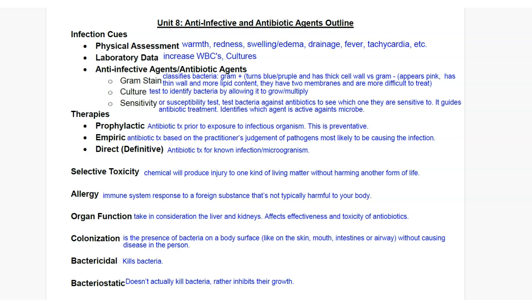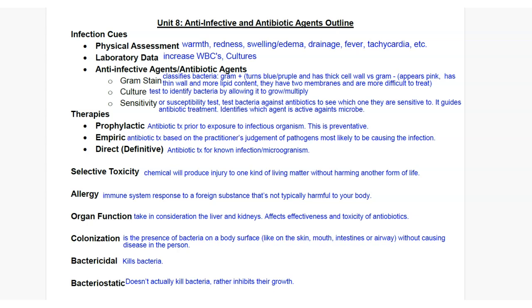Now, allergy or allergies, as you guys know, you may be more familiar with this, right? Allergy is an immune system response to a foreign substance that's not typically harmful to your body. And many patients tend to develop allergies to certain antibiotics. So that's why you need to know allergy.